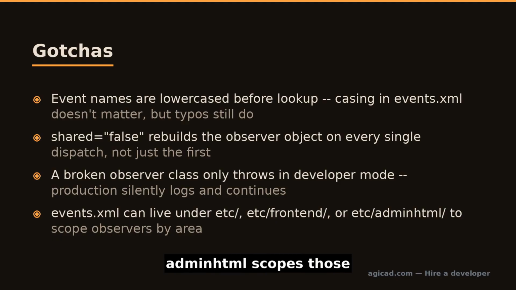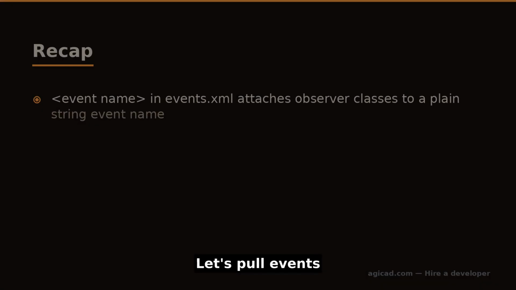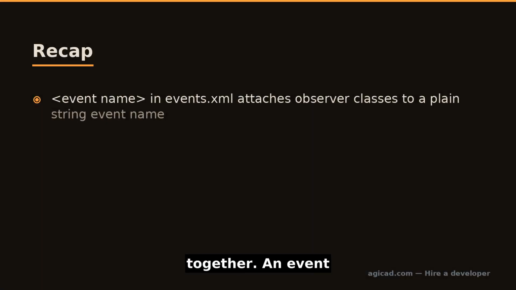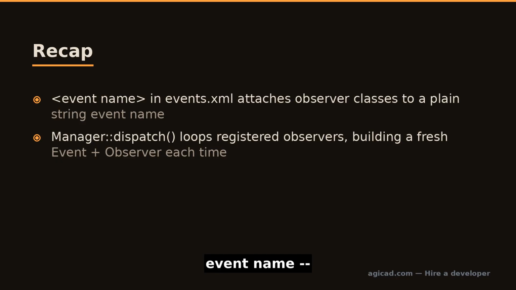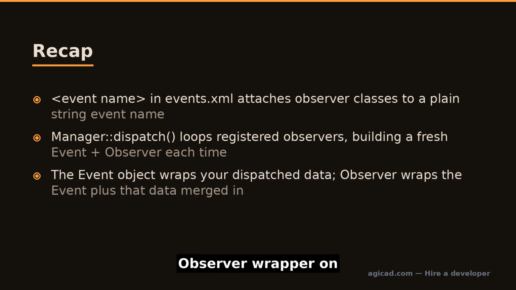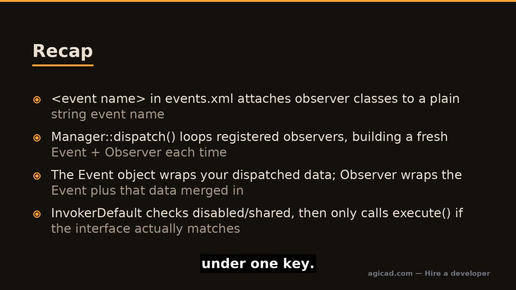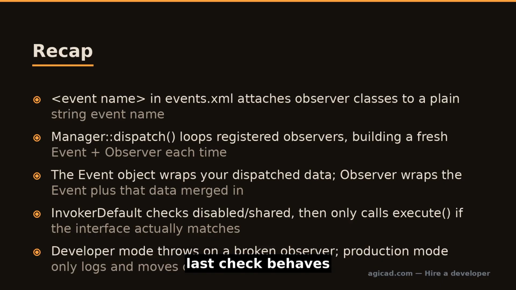Let's pull events and observers back together. An event element in events.xml attaches one or more observer classes to a plain string event name, no class or interface targeting involved. Manager's dispatch method loops every observer registered for that name, building a fresh event and observer wrapper on each iteration. The event object wraps your dispatch data, while the observer wrapper merges that same data with the event itself under one key. Invoker default checks disabled and shared first, and only calls execute if the built object genuinely implements ObserverInterface. And that last check behaves differently by mode. Developer throws, production just logs, which is worth remembering the next time an observer seems to silently do nothing.